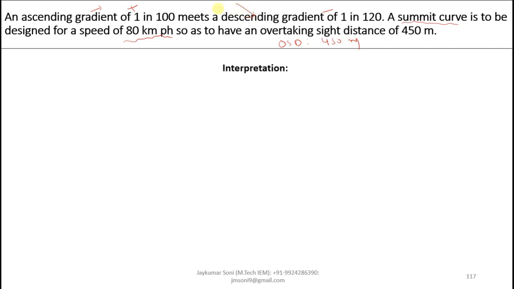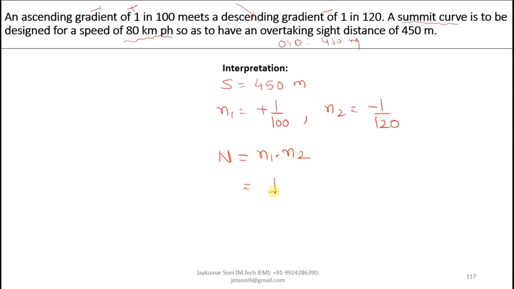So first of all, we will try to interpret the data. Here the value of S, which is overtaking sight distance, is 450 meter given over here. N1 value is plus 1 by 100. Value of N2 is minus 1 by 120. You need to calculate the value of N, which is the deflection angle, N1 minus N2. It will be 1 by 100 minus 1 by 120. So it will be 11 by 600. Now this is the calculated value of N.